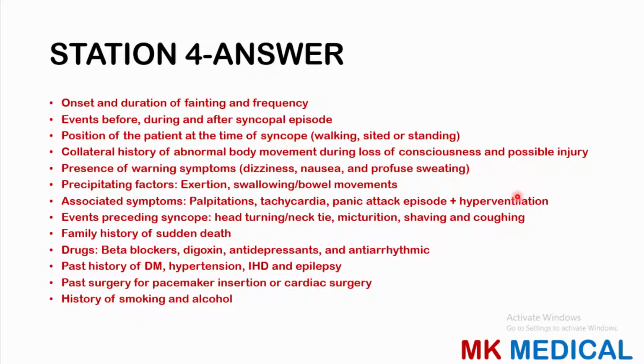So you're going to be asking about the onset and the duration of fainting, as well as the frequency. How many times has it happened? The events that happened before. What was the person doing? What was the position of the patient at the time of syncope? Were they walking? Were they seated? Were they standing? What happened during the syncope attack? You should obviously get a collateral history if there was any presence of any abnormal body movements during the loss of consciousness or any possible injury, because this could be a seizure. Seizures could be confused for syncope.